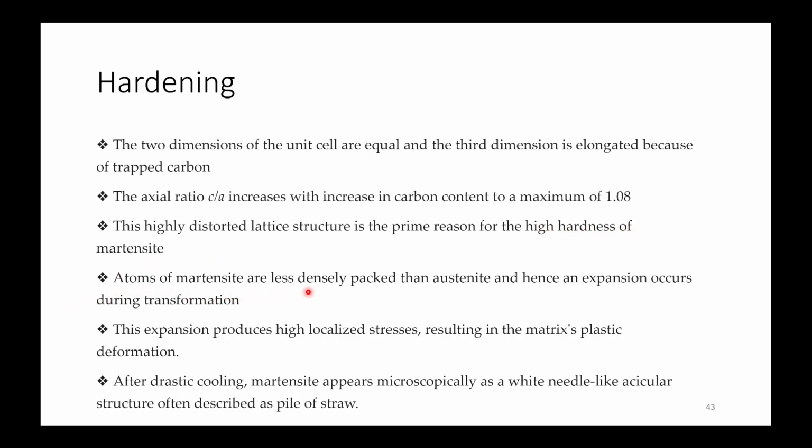Atoms of martensite are less densely packed than austenite, and hence an expansion occurs during transformation. This expansion produces high localized stresses, resulting in the matrix's plastic deformation. After drastic cooling, this martensite appears microscopically as a white needle-like acicular structure, often described as a pile of straw.